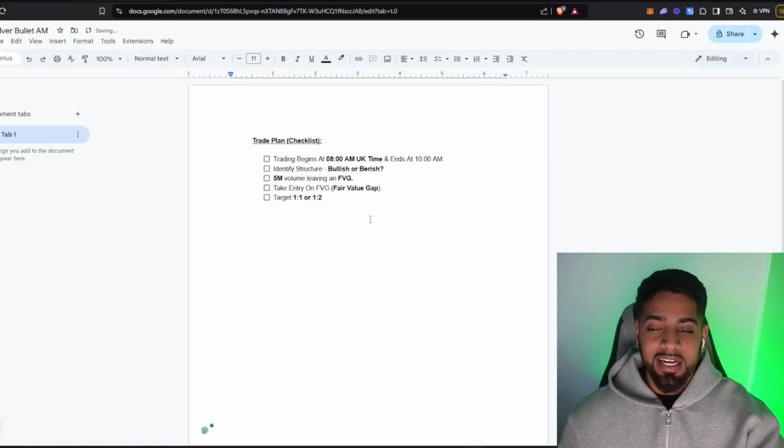Going back to the checklist, let's start off from the very beginning. We have to make sure that we are trading between the times of 8 a.m. and 10 a.m. UK time. And then the next step we do is to identify if the structure is bullish or bearish so that we get our bias for the trade.